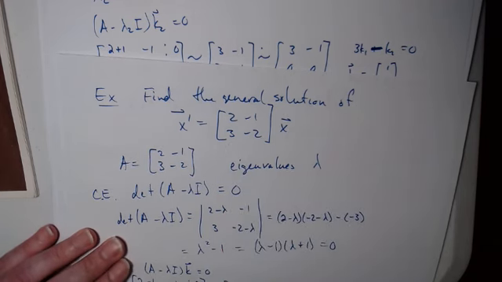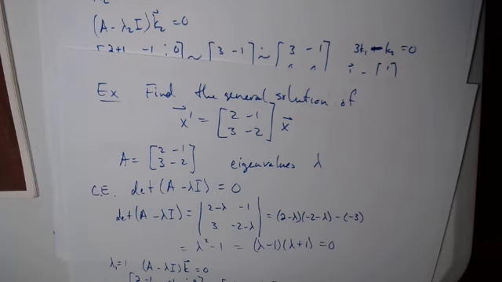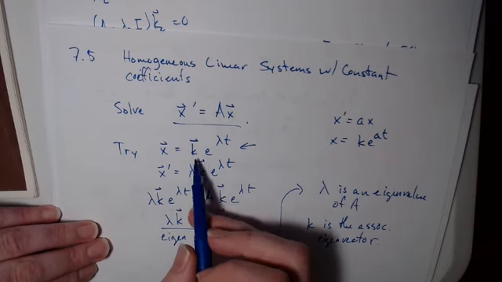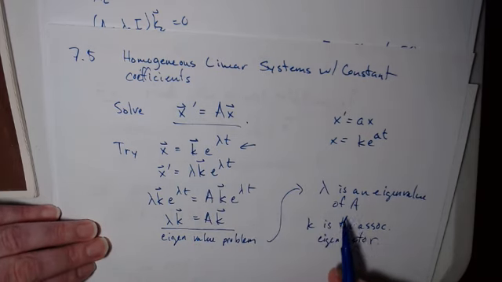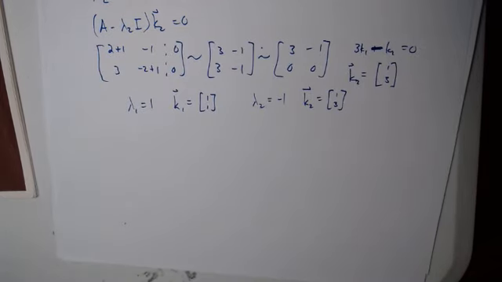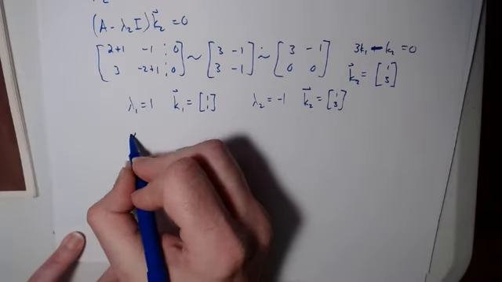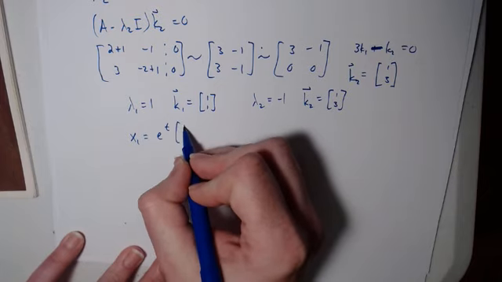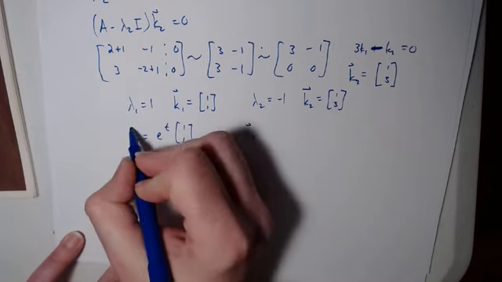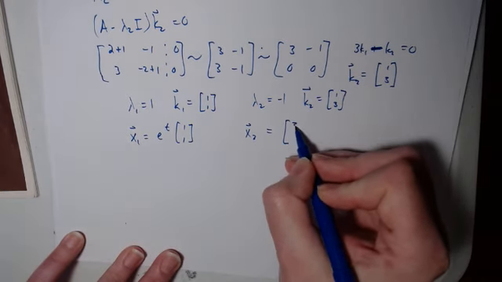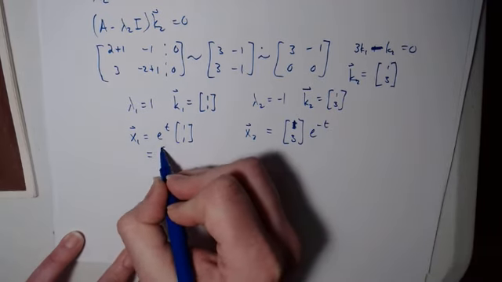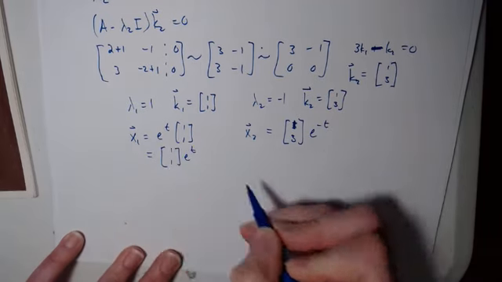But that means that, remember, x was equal to k e to the lambda t, where lambda was an eigenvalue and k was the eigenvector. So each of those pairs gives us a solution. So we have x1 equals e to the t times 1, 1. And we have x2 equals 1, 3 times e to the minus t. Let me write that that way: 1, 1, e to the t.